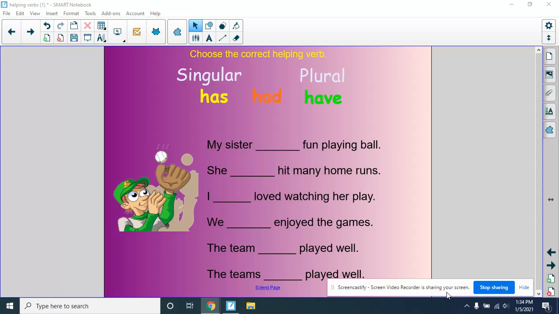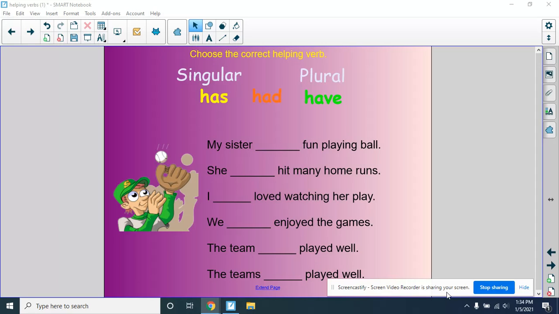Have is what we use with a plural subject, or if you have the pronouns I, you, we, or they. We, you, and they are plural. I and you are a little bit different, right? So you have to use have with those. And then the third one is had.